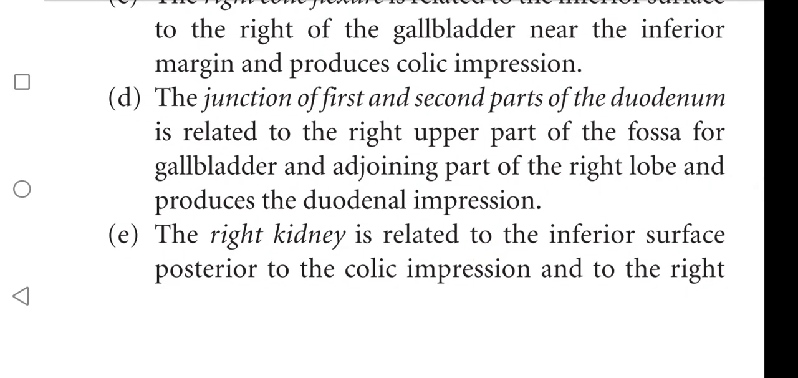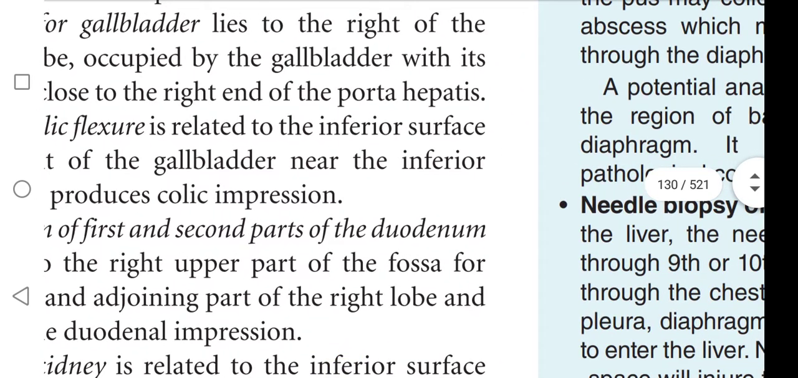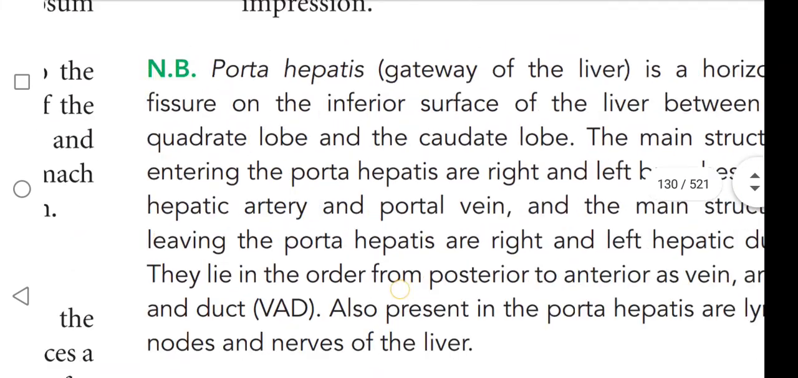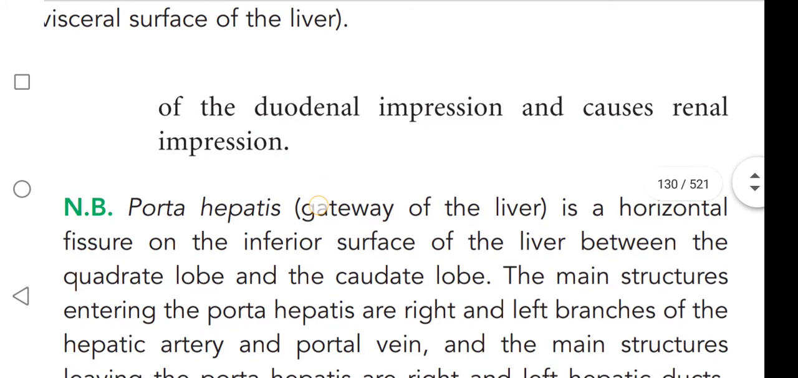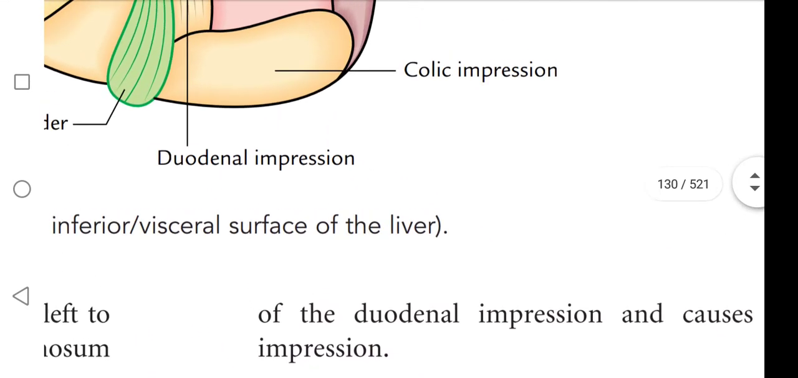And next, the right kidney. The right kidney is related to the inferior surface, posterior to the colic impression and to the right of the duodenal impression, and causes the renal impression.